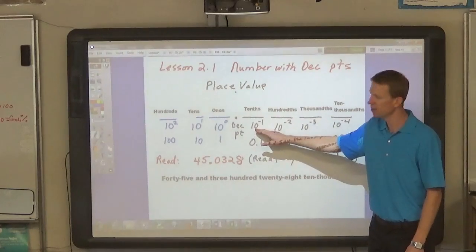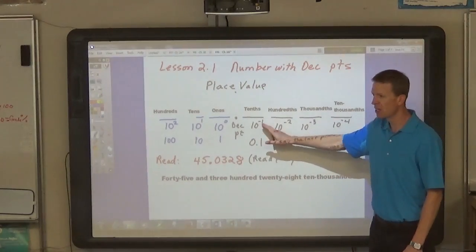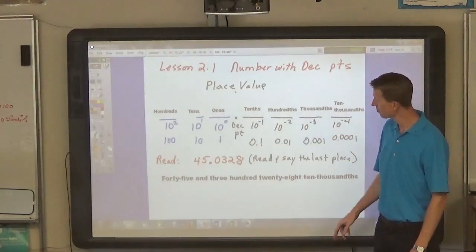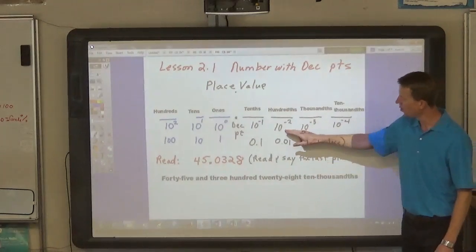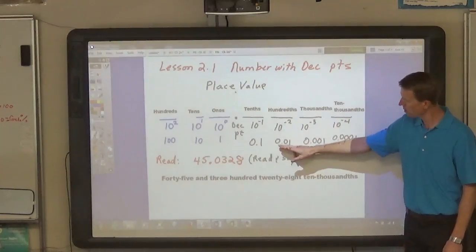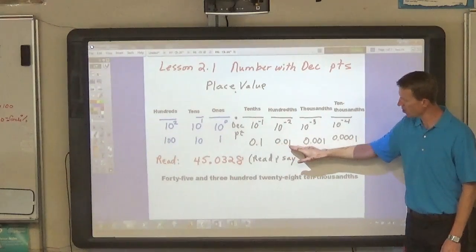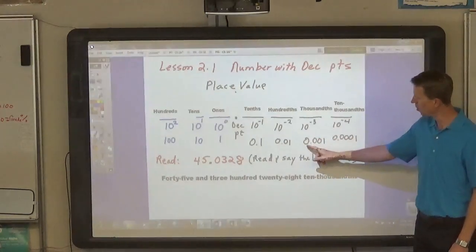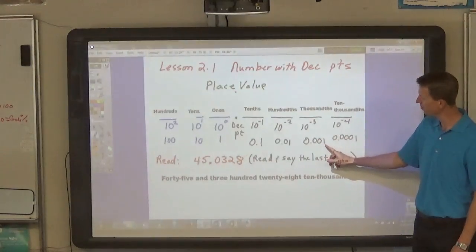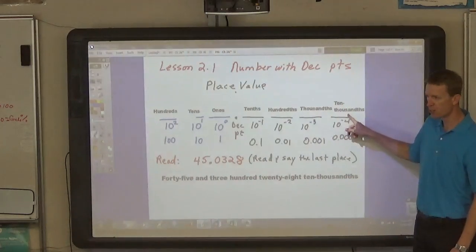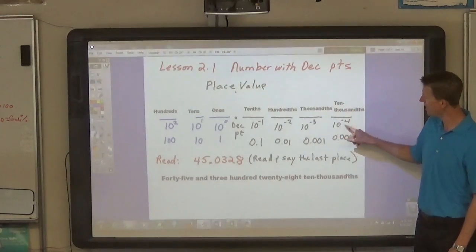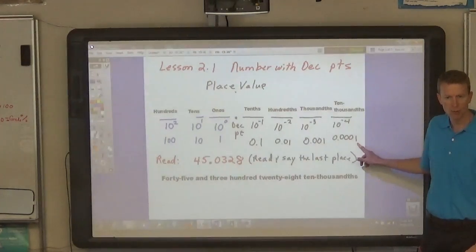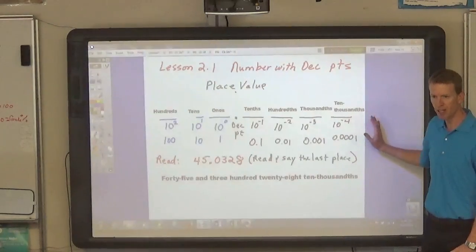The tenths place, which is written as 10 to the negative first power, or 0.1. The hundredths place, or 10 to the negative second power, or 0.01. The thousandths place, 10 to the negative third power, or 0.001. Or the 10,000ths place, which is 10 to the negative fourth power, and the 1 is 4 places behind the decimal point. Do you see the pattern that's happening?